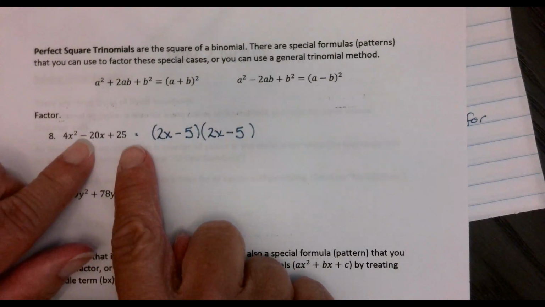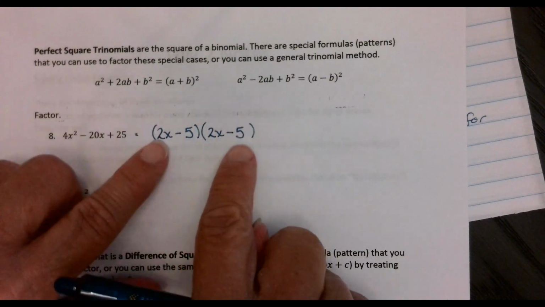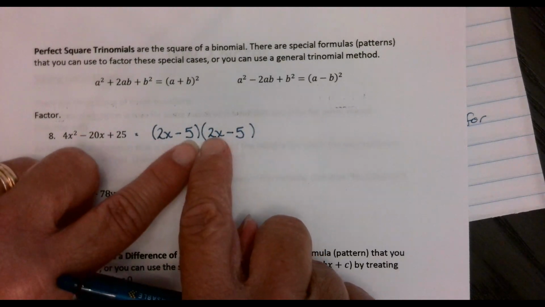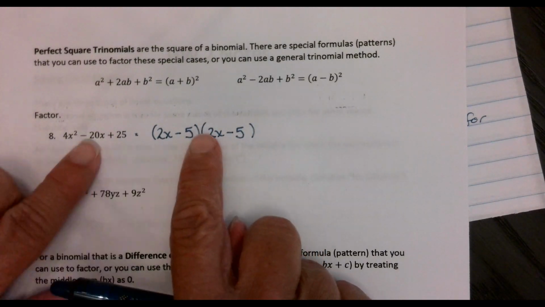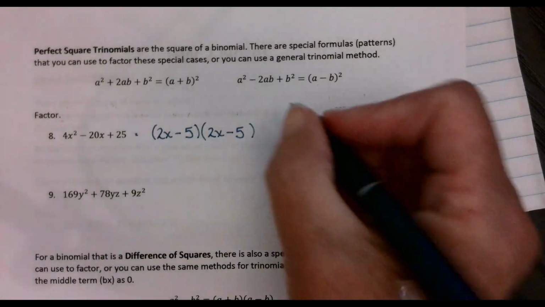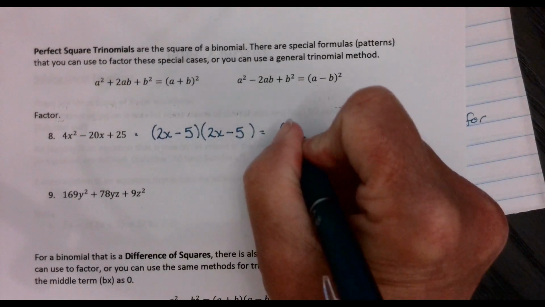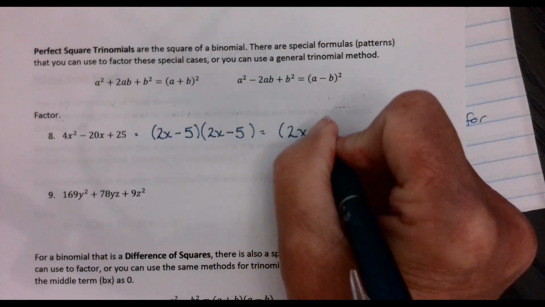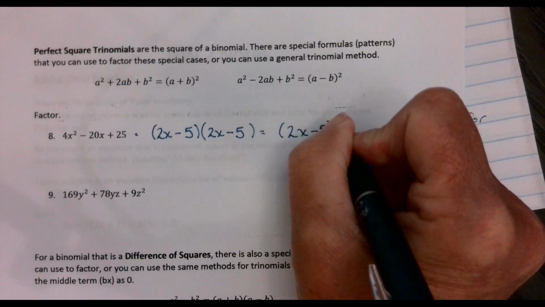The OI part comes here, outsides plus insides. Negative 10x plus negative 10x gives us negative 20x. Now the only thing we need to do is shorten our answer. We have two of these, and we're multiplying them by each other, so it's squared.